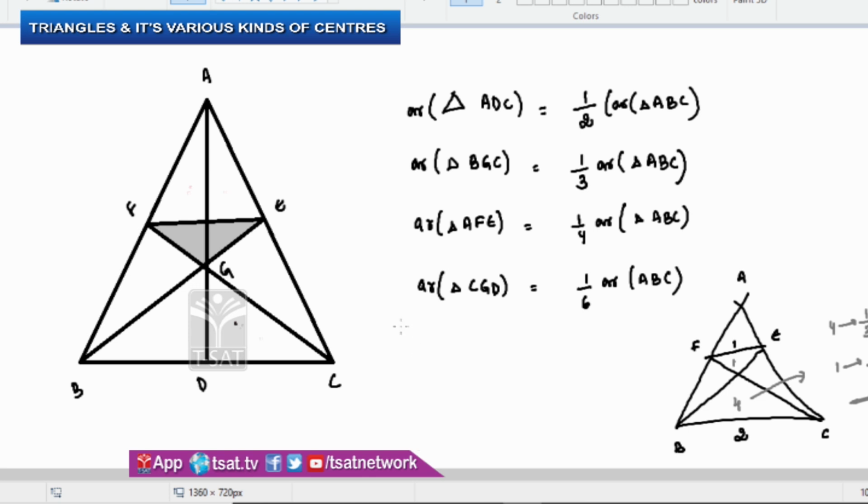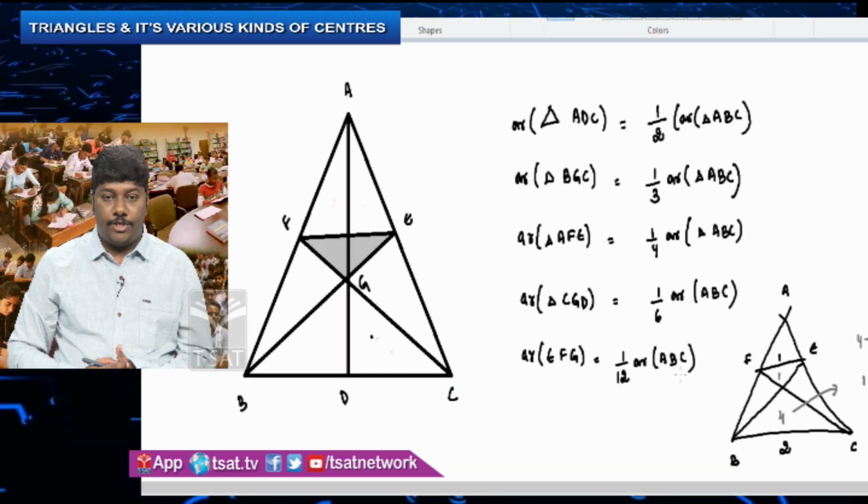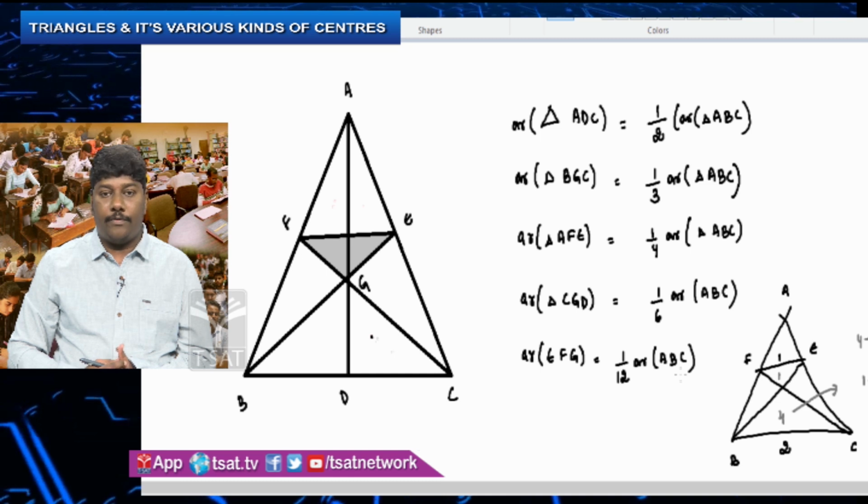Therefore, the area of EFG becomes 1/12 of the area of ABC. So, the area of EFG is 1/12 of ABC.